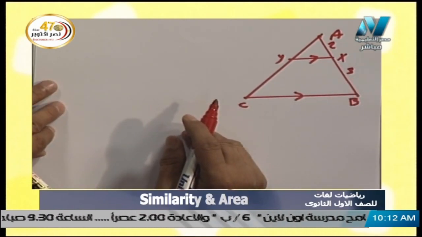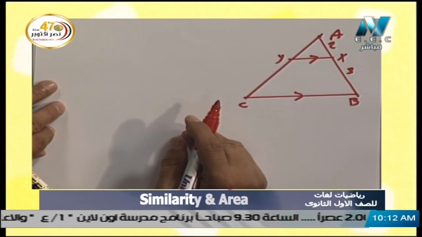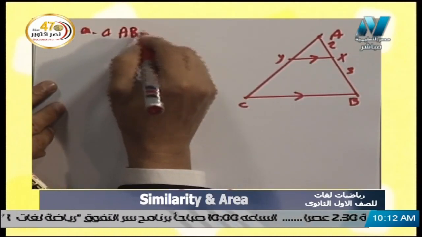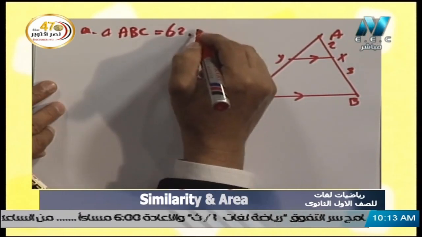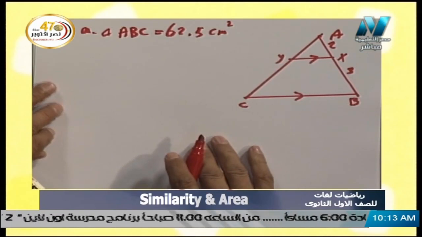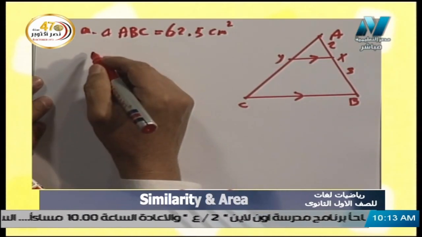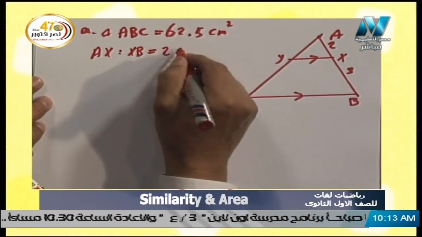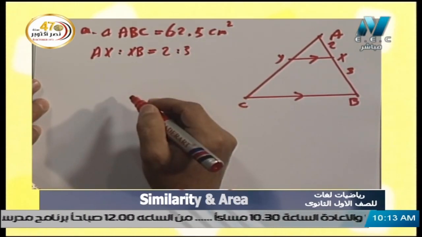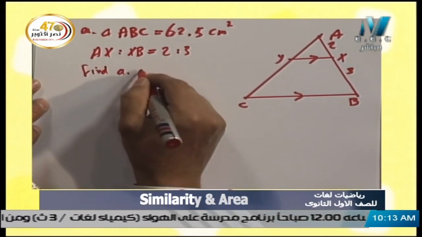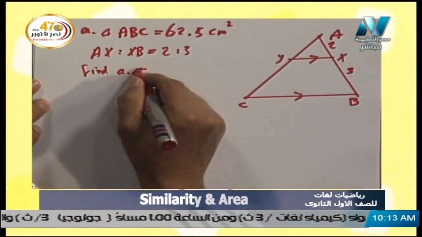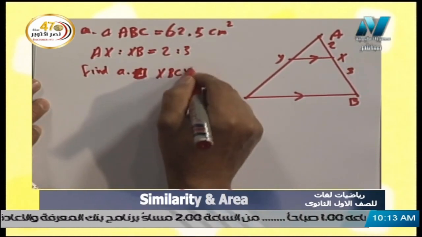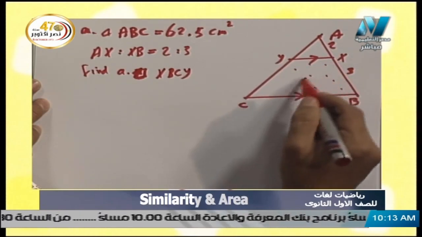Okay? And the area of triangle ABC equals 62.5 square centimeters. Given also that the ratio between AX to XB, as we said before, equals 2 to 3. And the request is to find the area of the quad, not triangle, it's a quad, which is XBCY. So we have to find the area of this quad.